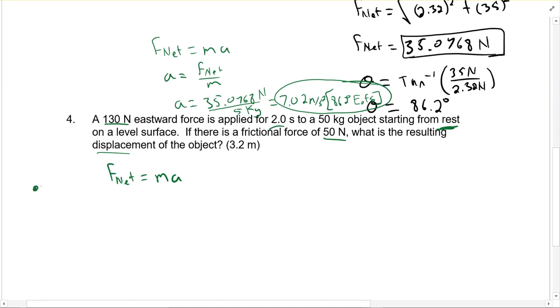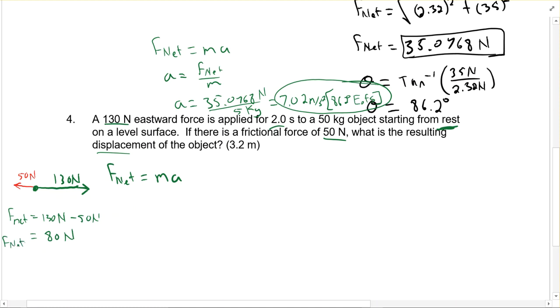Maybe over here. So we've got an eastward force of 130 newtons. There's a frictional force of 50 newtons. So really I just need to go 130 minus 50 in the end. So F net is going to be equal to 130 newtons minus 50 newtons, or plus negative 50. 80 newtons. Okay, so we've got F net, so good there.